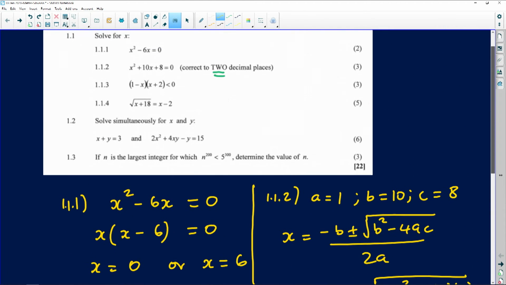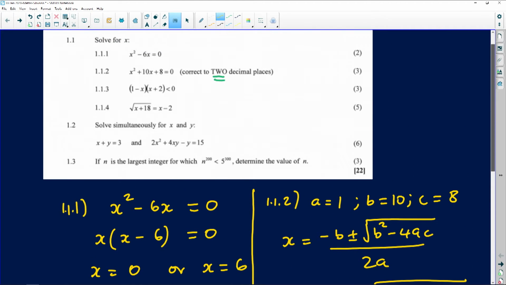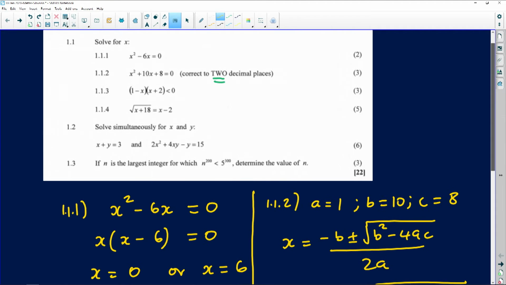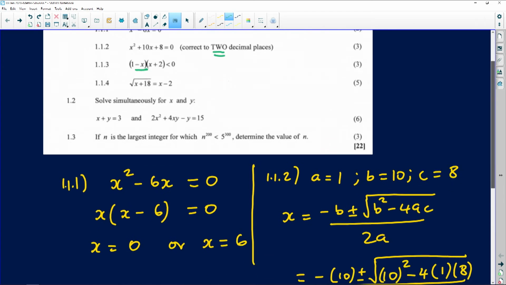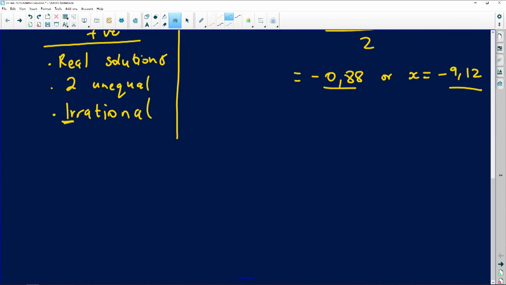Right. Let's go to the third question. It says we need to find x values in this inequality. That's an inequality. Now, be careful about this inequality because of the fact that the x value there is not positive, but it's negative, right? So let's look at it. It's 1 minus x and x plus 1... 1 minus x and x plus 1 less than 0. Okay, cool. So let's see what will happen in 1.1.3.